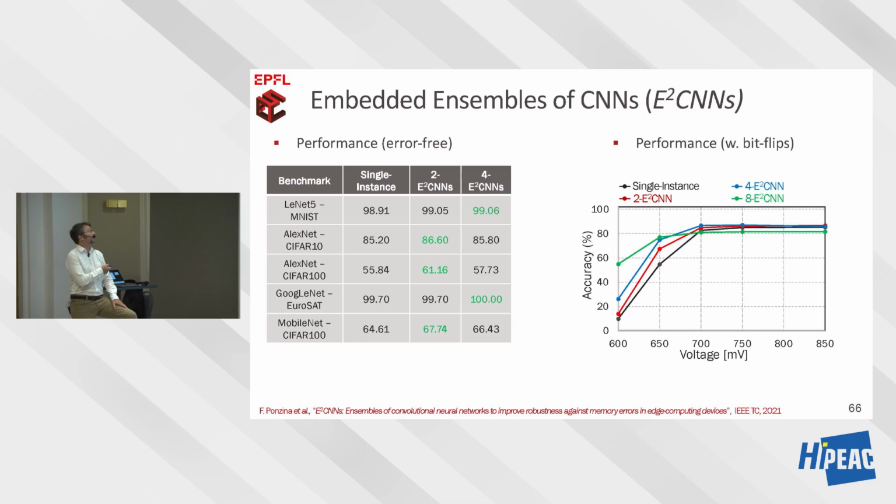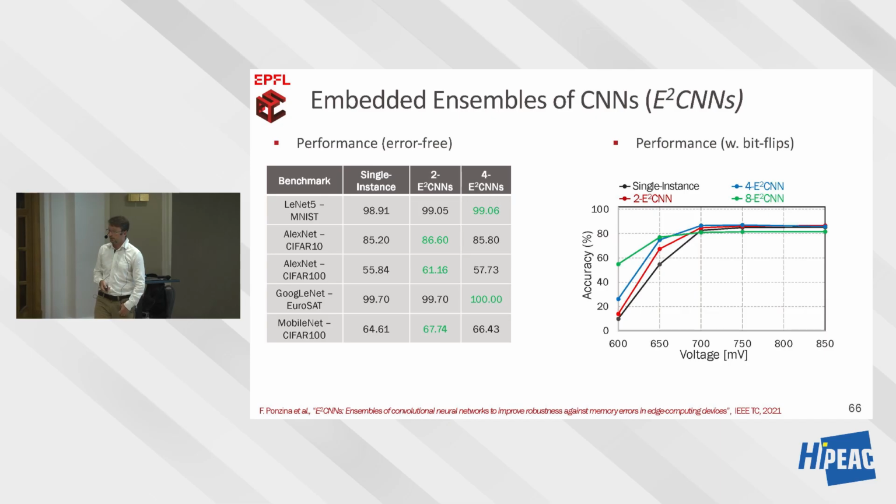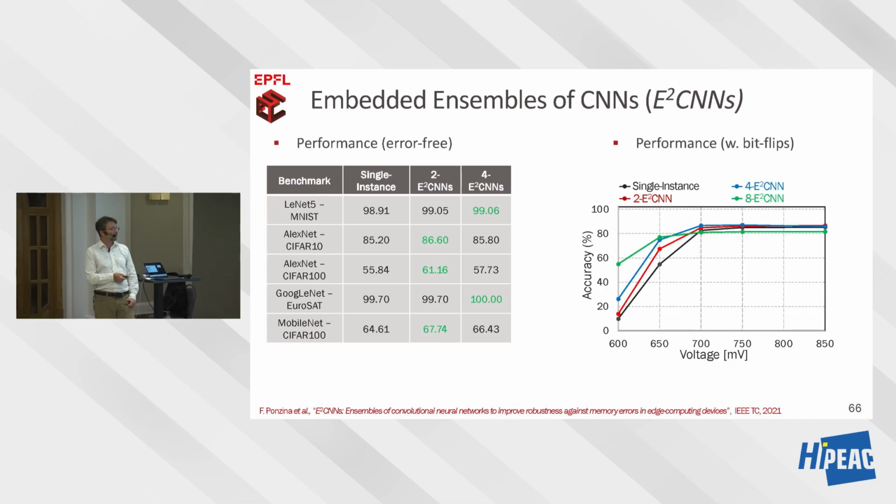These are examples from multiple benchmarks, starting from a positively ancient LeNet-5 up until MobileNet, which is something which you may find nowadays in edge devices. And we can see that ensembling really can improve performance with little sacrifice in terms of accuracy.